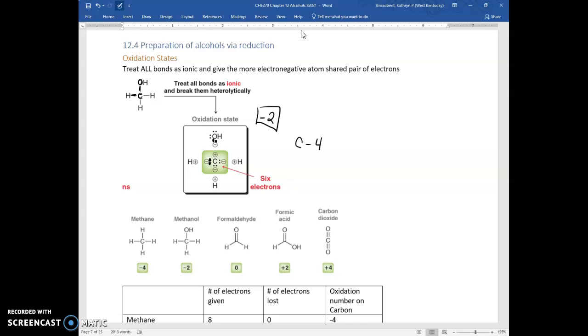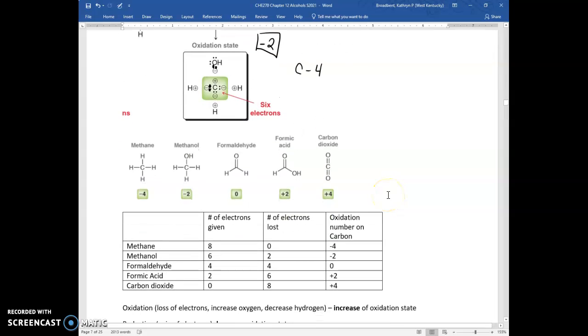Down here we've got the oxidation states for a bunch of different carbon compounds. So we can look at, say, methane. In methane, carbon is going to keep all of the electrons because it's more electronegative than the hydrogen, and we end up with a carbon that has 8 electrons. Carbon would like to only have 4 electrons, that's its normal, and so we get an oxidation number of -4.